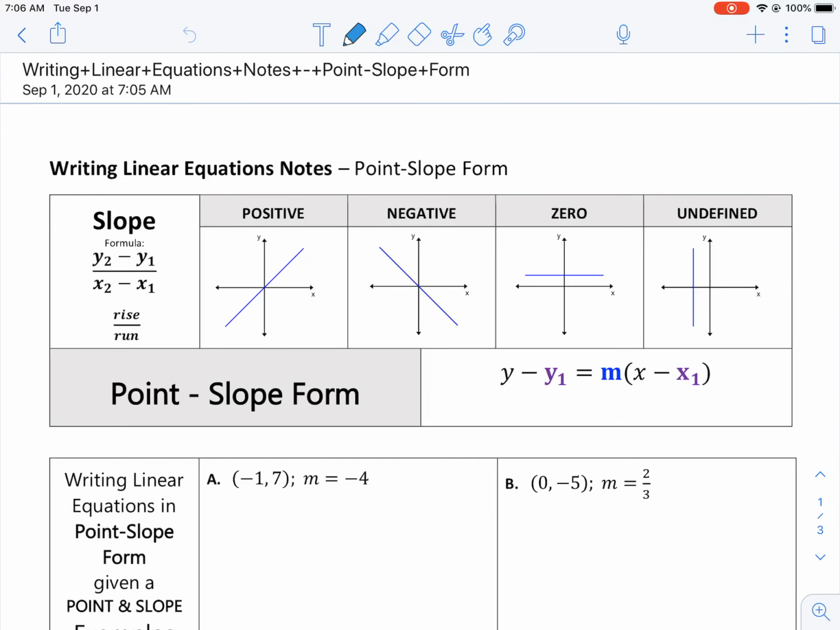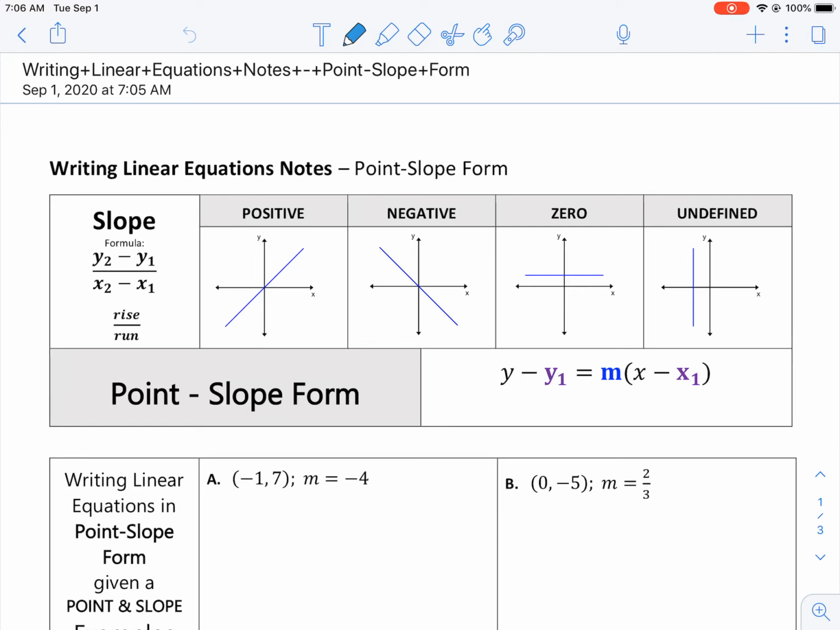Welcome everyone. So the last 2 days we've been talking about linear equations and slope and graphing. Today we're going to start talking about the other way around, right? Writing equations. And today we're going to focus just on point slope form.